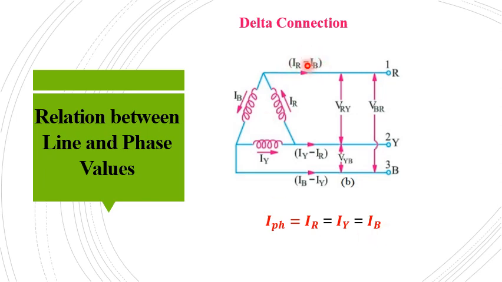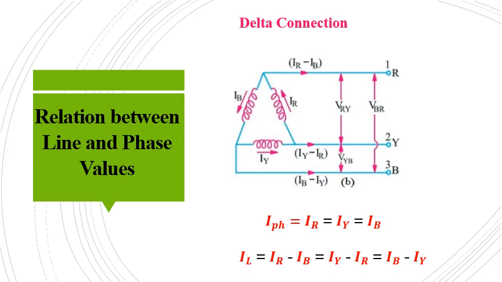And the line currents will be IR minus IB, IY minus IR and IB minus IY. That is, IL is equal to IR minus IB, equal to IY minus IR, equal to IB minus IY. If you look at transmission line 1 over here, we can see that at this point IR is entering and IB is leaving. So the current through this transmission line 1 will be IR minus IB, the difference of these two currents.